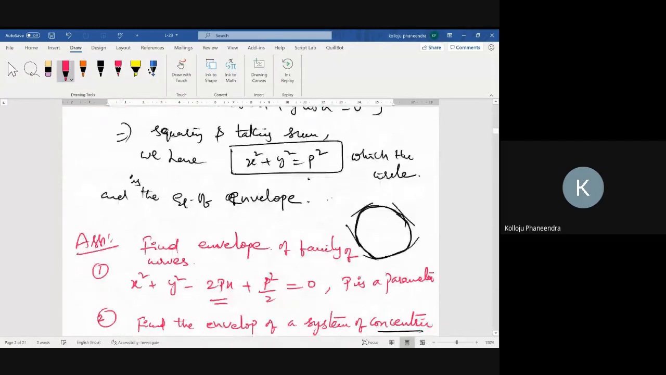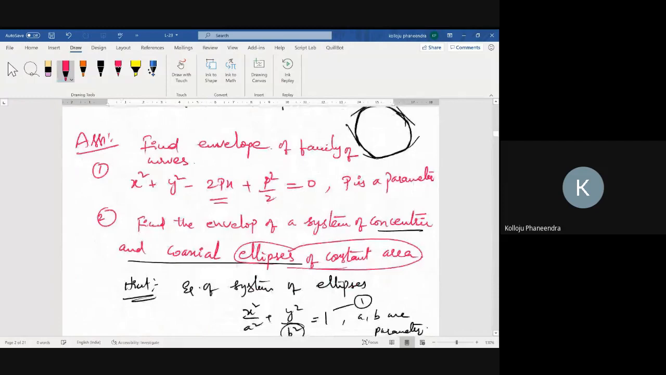Coming to the assignment, the first problem is x square plus y square minus 2px plus p square by 2 equals 0. It is the family of circles whose center lies on the x-axis. You can do this problem, right? Only p is the parameter, a single parameter.